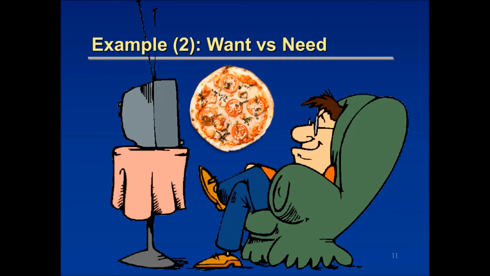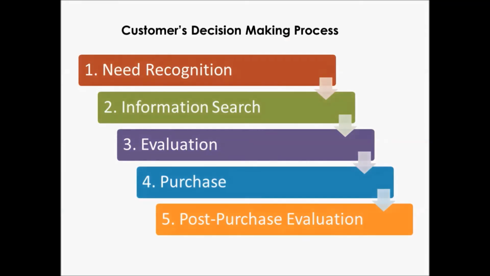On the other hand, you can look in the refrigerator and see whether you have salad, which is less calorie and healthier. So being aware of a need or want is problem recognition.